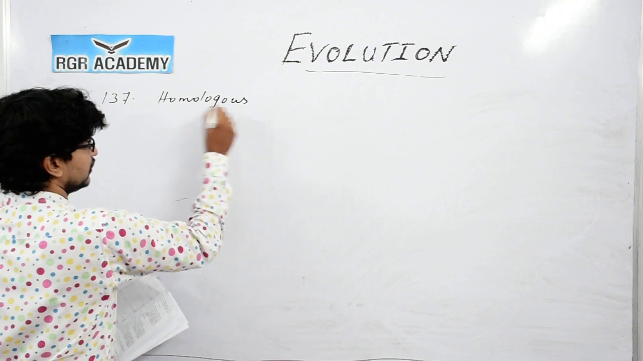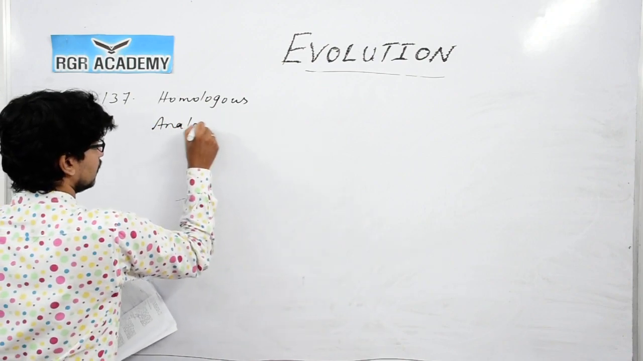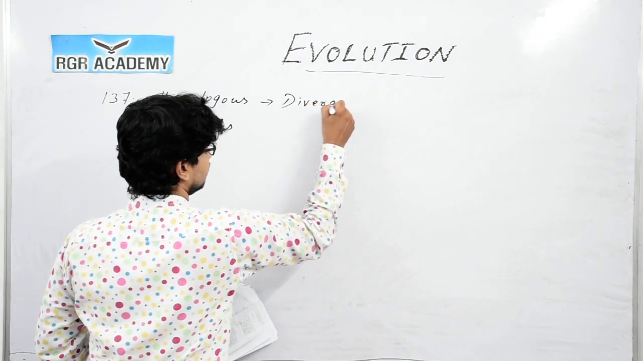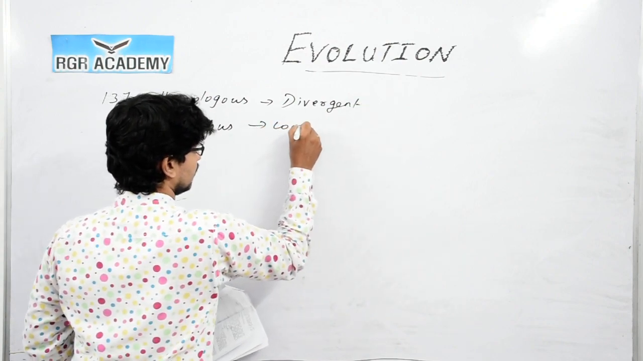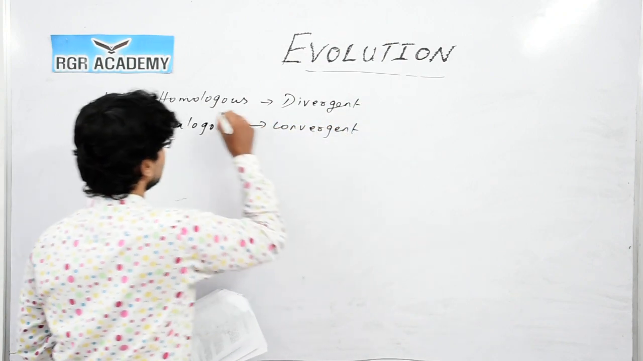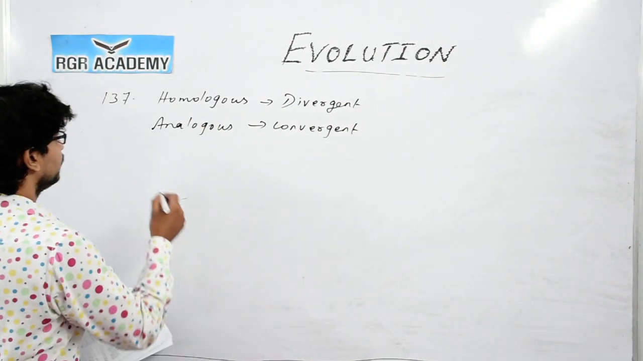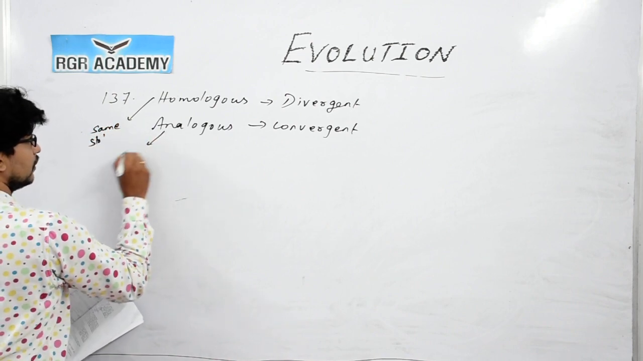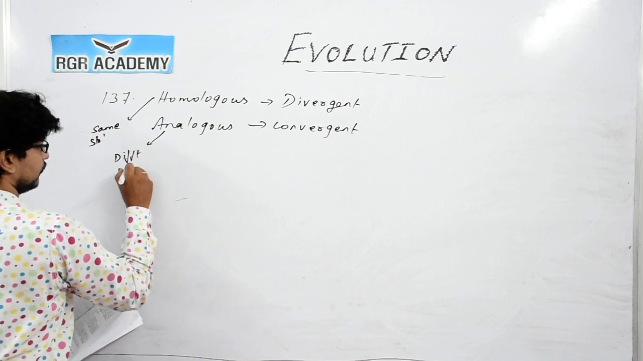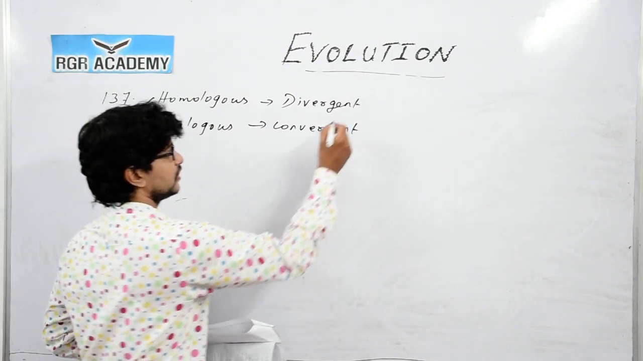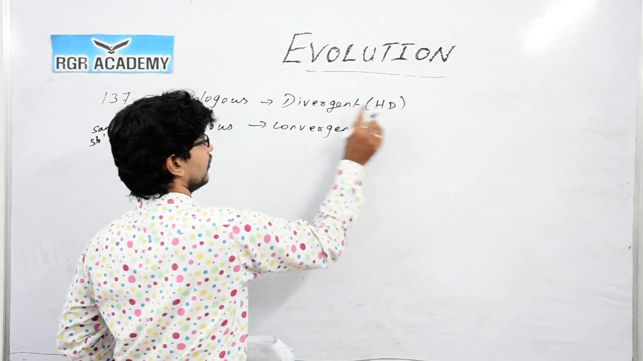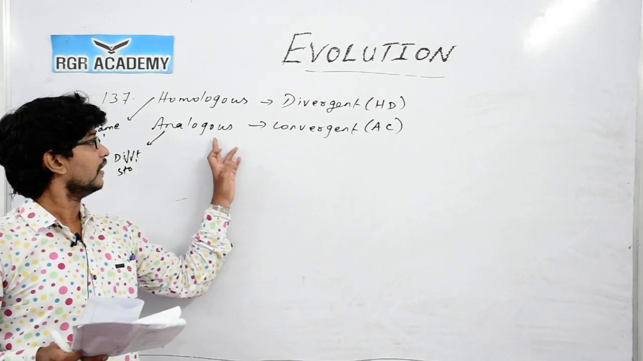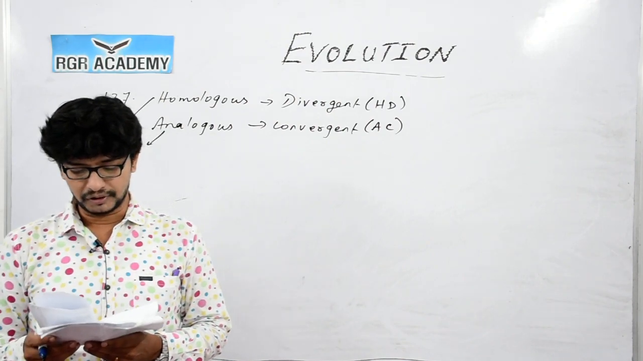as we are talking about the morphological evidence, homologous and analogous. Homologous is for divergent evolution, analogous is for convergent evolution. So what is homologous? Same structure but different function. So homologous is same structure, analogous is different structure. So this is what I mentioned, HD is homologous for divergent, AC analogous for convergent evolution. So now, which one of the following are analogous structures?